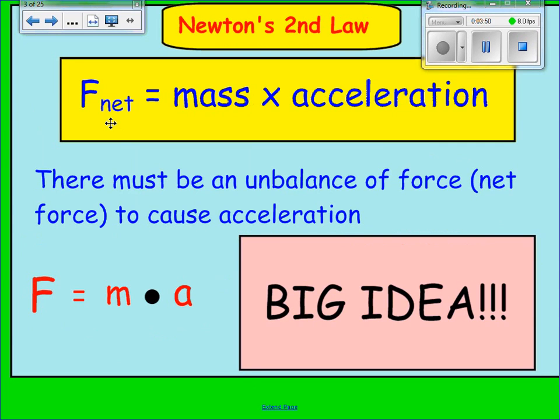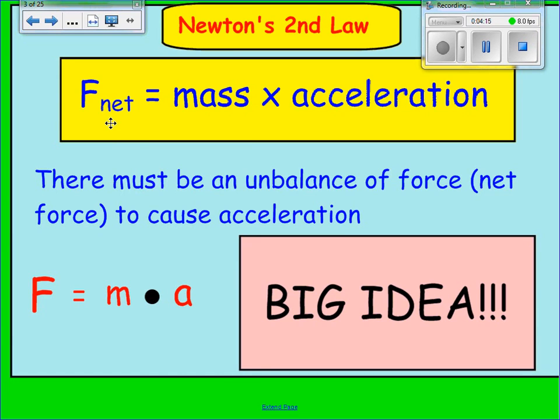That leads us to Newton's second law. Newton's second law is not so much words, but it's actually a mathematical equation. Newton's second law states that the net force acting on an object in an x or y direction is equal to the object's mass times the object's acceleration. So in other words, there must be an unbalance of force, or a net force, to cause acceleration.